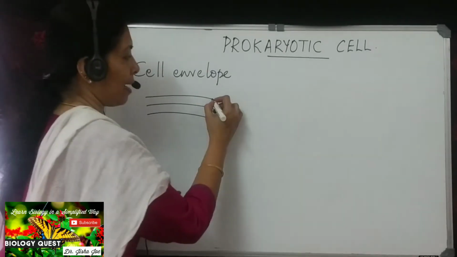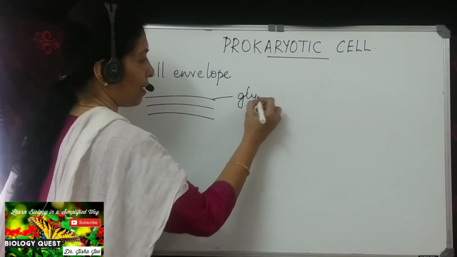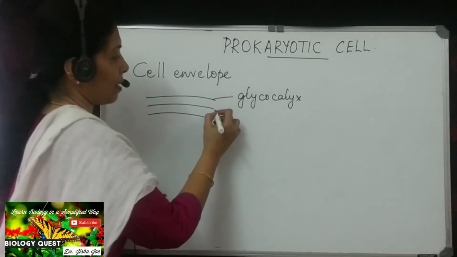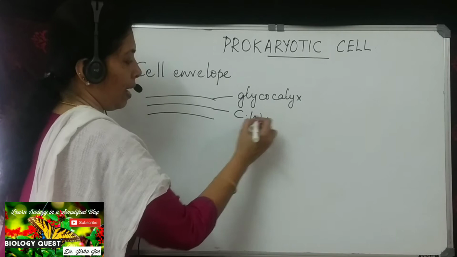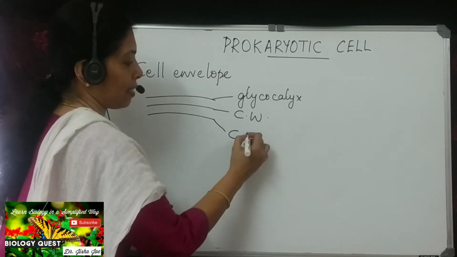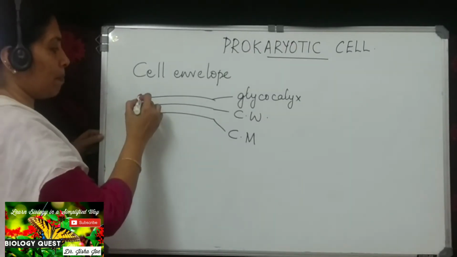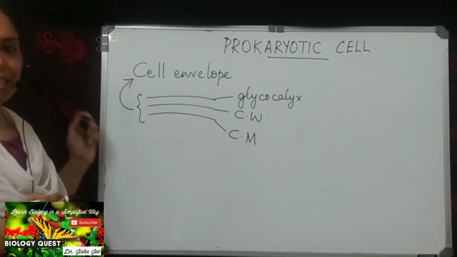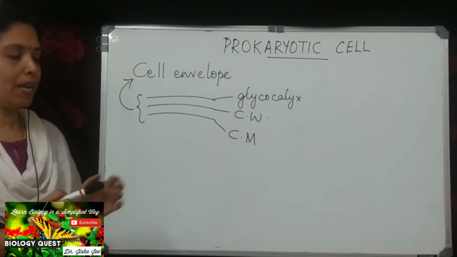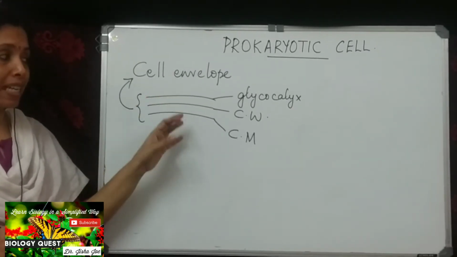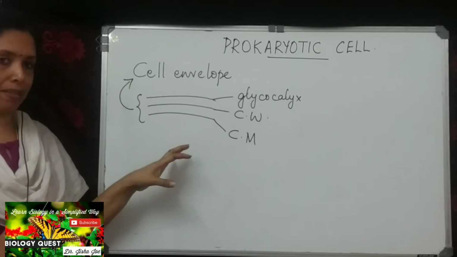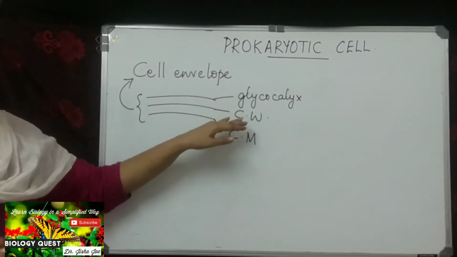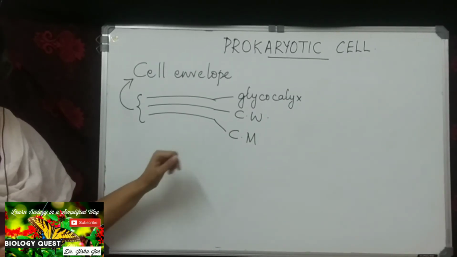The outermost layer is called the glycocalyx. The middle layer is the cell wall, and the innermost layer is the cell membrane. So the three layers together form the cell envelope. Most of the bacteria have the cell envelope. The cell envelope consists of three tightly bound layers. The outer layer is called the glycocalyx, the middle layer is the cell wall, and the innermost layer is the cell membrane.